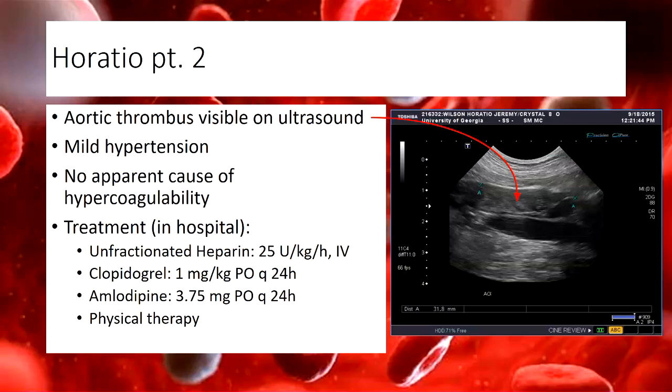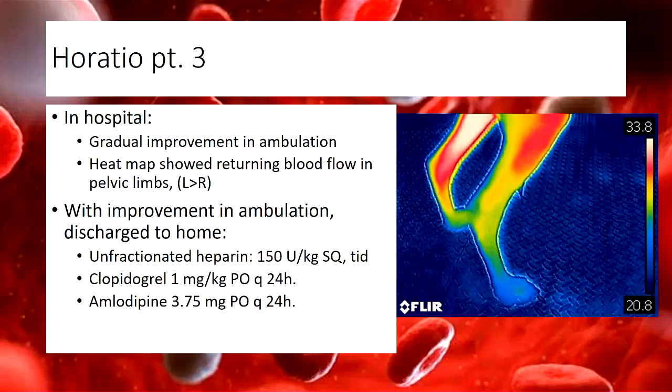And they put him on amlodipine, which is a calcium channel blocker, which helps with hypertension. It's a very low conservative dose because he didn't have severe hypertension. They just wanted to take the edge off of it in case that was contributing. Okay, and start him on some physical therapy. In the hospital, the dog started walking better gradually, okay?